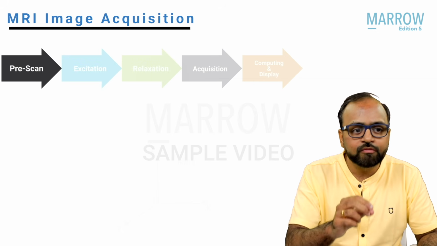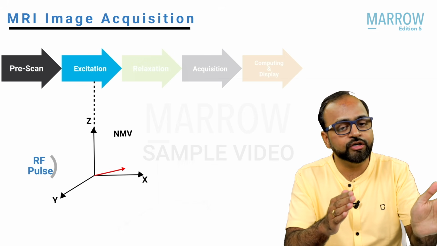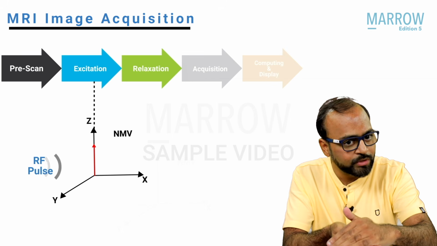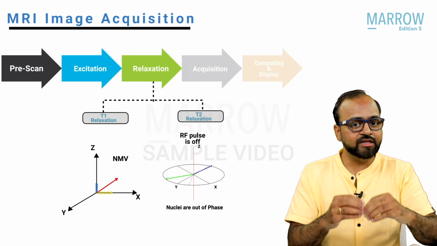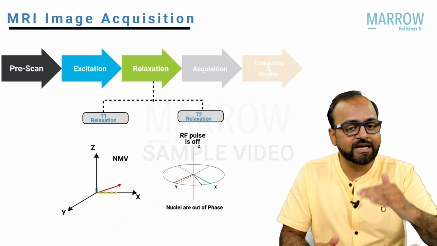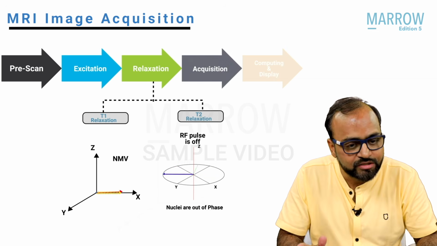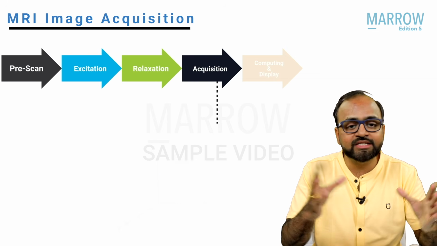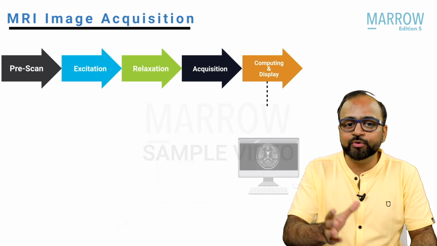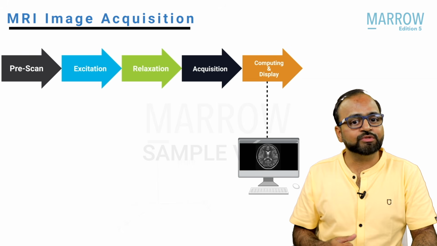So this is how, from pre-scan, where the frequencies are judged, to excitation, when the radio frequency pulse is applied and the net magnetization vector or nucleus is flipped from Z to the XY plane, to relaxation, when the radio frequency pulse is switched off. So relaxation could be along the Z axis in T1 relaxation, or along the XY plane dephasing, that is T2 relaxation. And when this relaxation occurs, the signal is emitted out. This signal is received by the receiver coil, which is then transmitted to the computing and display unit, and the MRI image is finally formed. This is how MRI image acquisition takes place.